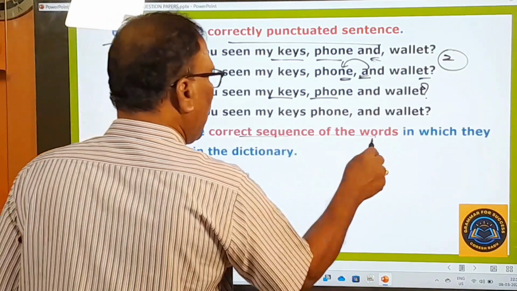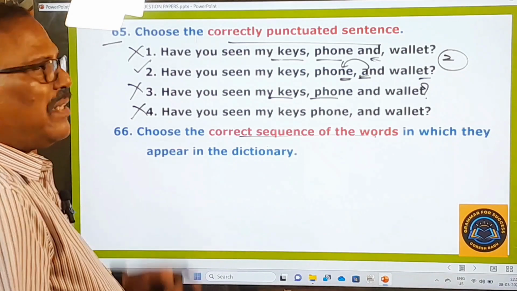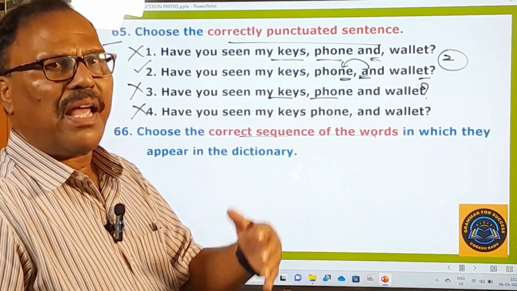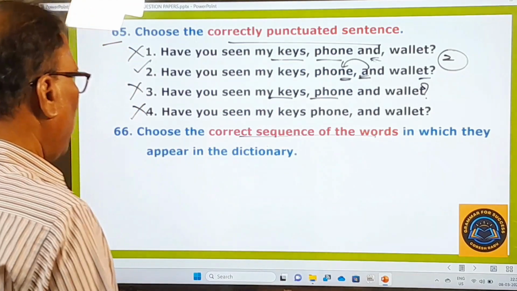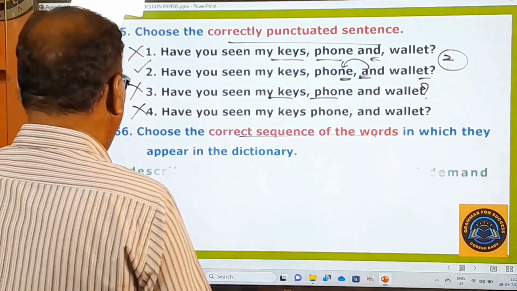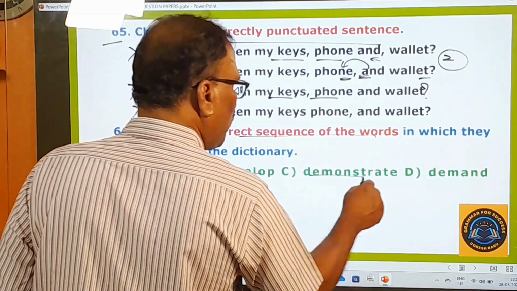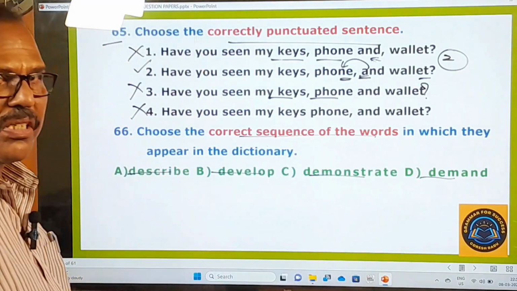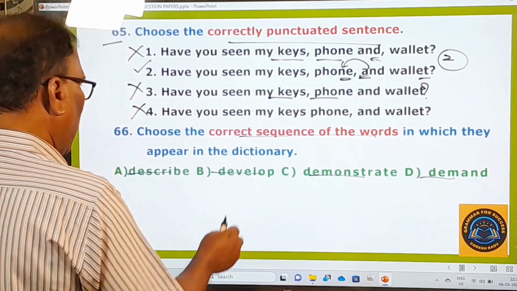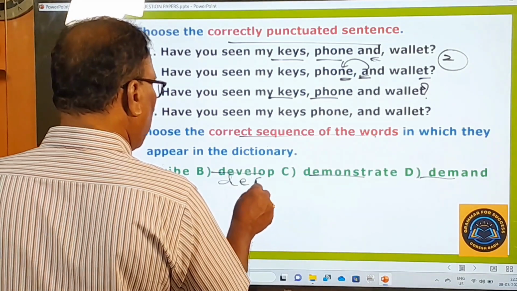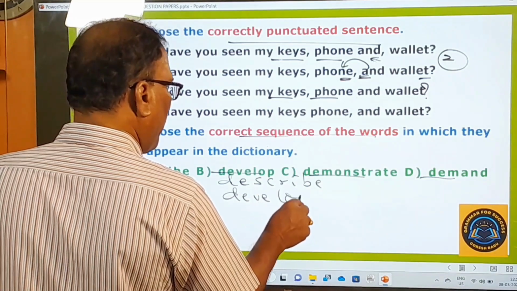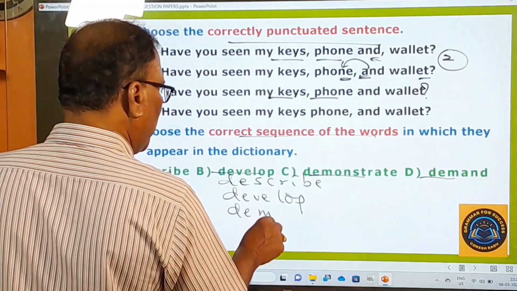Choose the correct sequence of the words in which they appear in the dictionary. So let us arrange the words in a sequence. Sequence means in an order. What are the words given, and what is the right order of those words? Let us see that. Describe, develop, demonstrate, demand. These are the four words that we have to arrange in an order. Here let me write these things. Describe, develop, demonstrate.